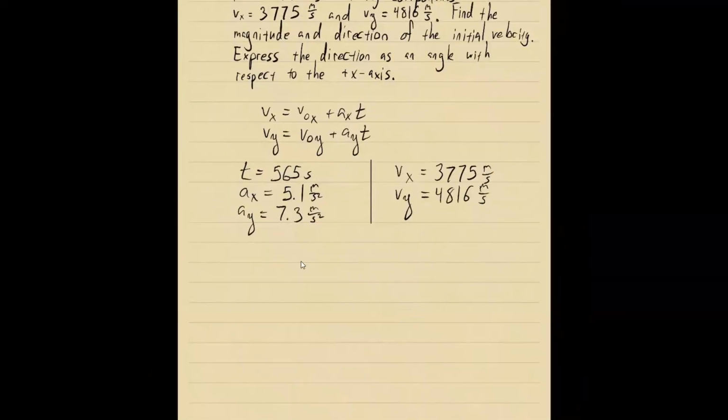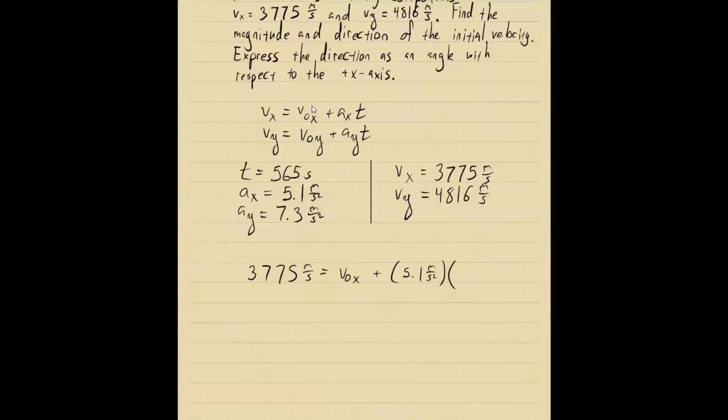Okay, so looking at this first equation here, we're going to try and solve it for the initial velocity's x component. So on the left-hand side, we have our final velocity in the x direction, 3,775 meters per second. And on the right, we have the x component for our initial velocity vector plus our acceleration in the x direction, which is 5.1 meters per second squared, times our time of 565 seconds.